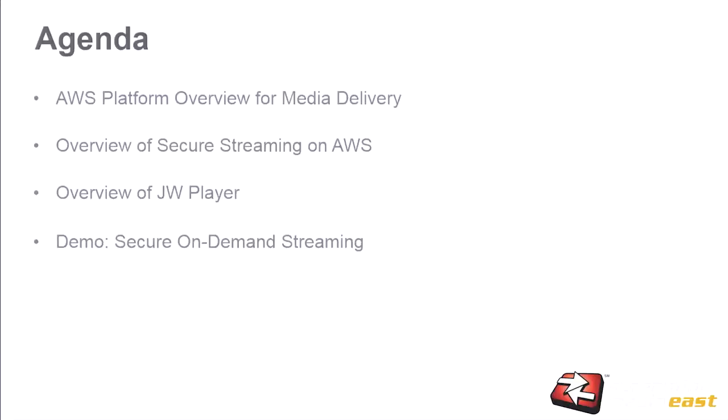Let's quickly run through the agenda. There are four things that Jeroen and I would like to cover today. First, I'll give a quick overview of the AWS platform for media delivery. Then talk a little bit about a couple of services, specifically Amazon Cloudfront and also Amazon Elastic Transcoder, which is our transcoding service, and dive a little bit deeper into the security features that are available within those services, because we're talking about the security elements of delivering a video stream.